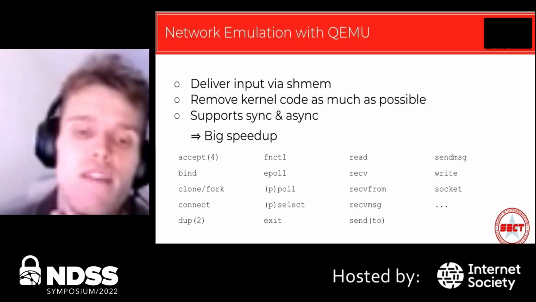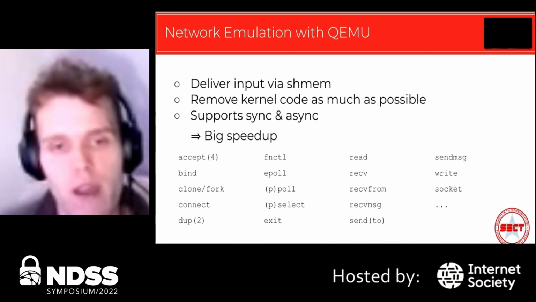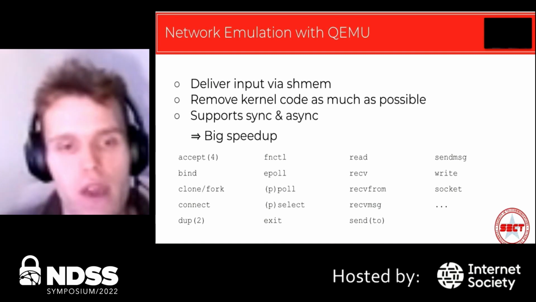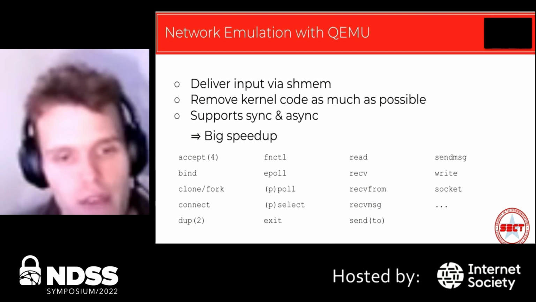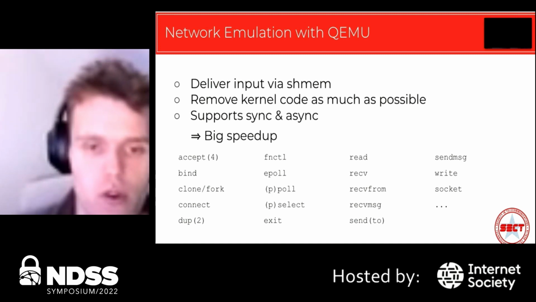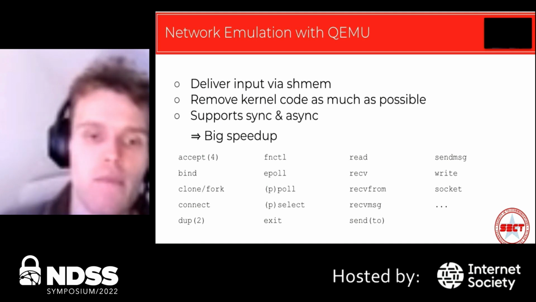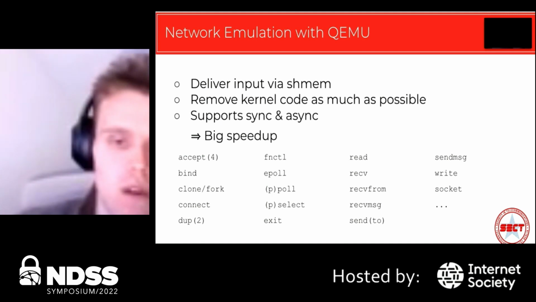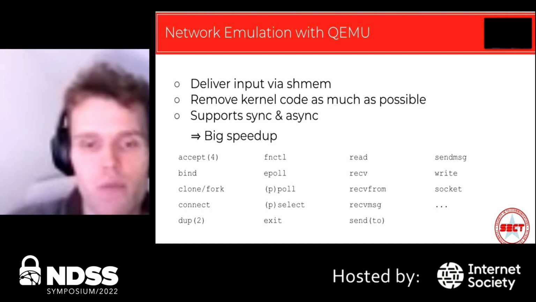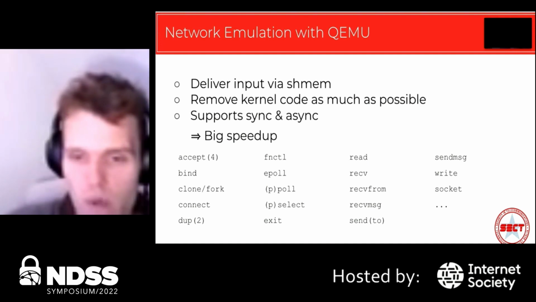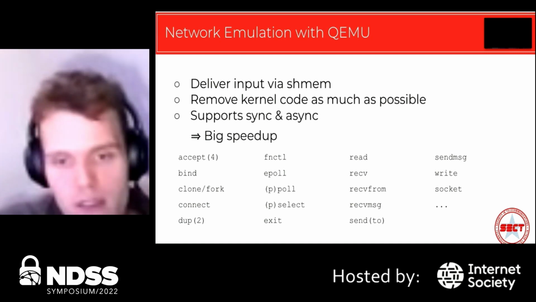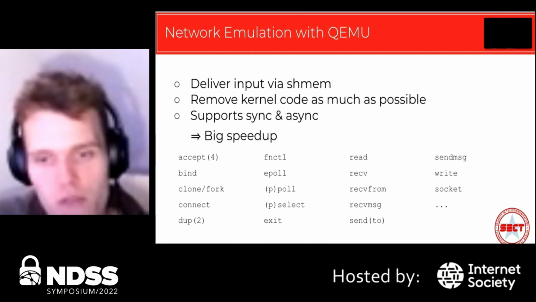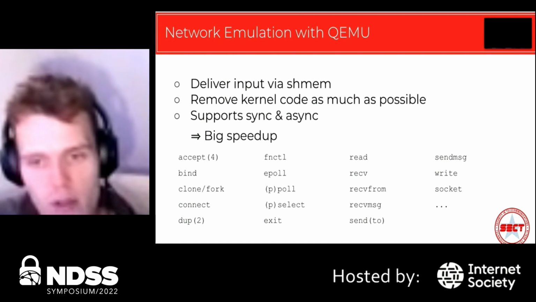The next bigger component in our implementation is the network emulation with QEMU. And the big thing there is that it delivers input via shared memory to the actual target. And then we remove as much of the kernel code calls as possible. And all of that gives us a pretty big speed up. And then in the bottom, you see the different syscalls that we touched. And we found out about those syscalls by S-tracing different binary targets and then seeing where stuff breaks, essentially. So it's a bit of a trial and error process, but by now it has stabilized somewhat.